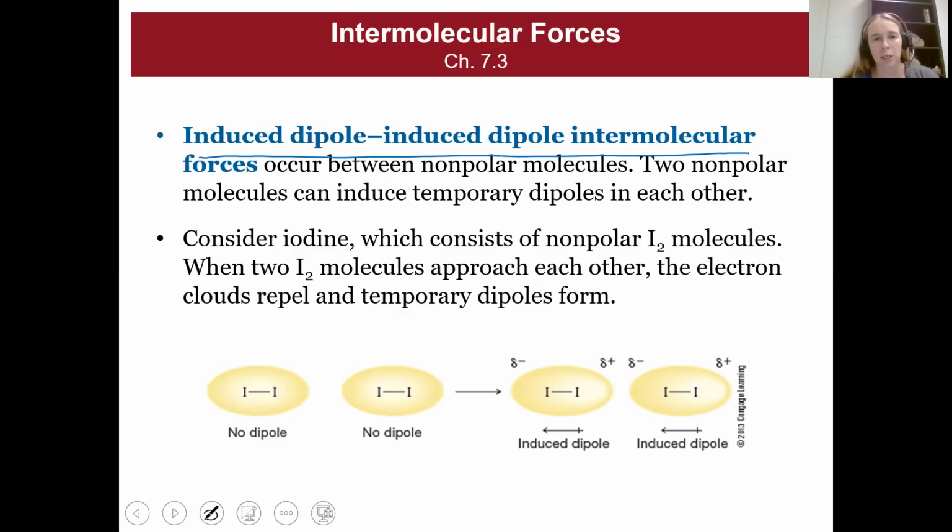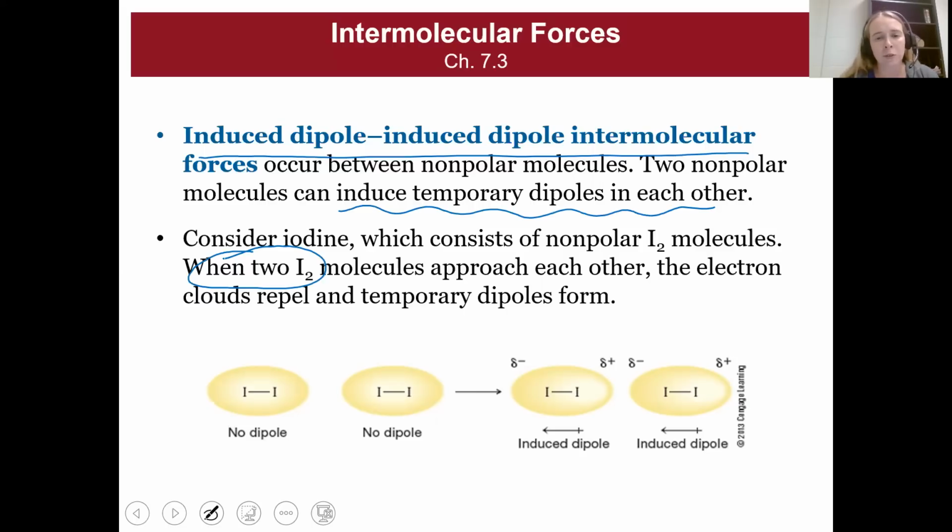So induced dipole intermolecular forces occur between two nonpolar molecules. So now we have two boring nonpolar molecules, just regular old covalently bonded molecules interacting with each other. These types of molecules can still induce temporary dipoles in each other, depending on how they interact. So if we look at iodine gas, we've got two iodine gas molecules interacting with each other. So two I2 molecules interacting with each other.